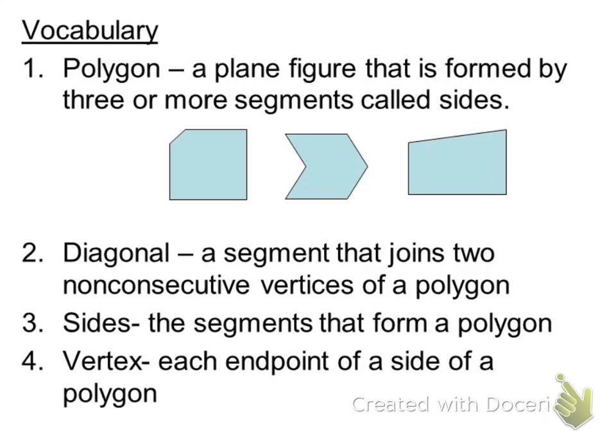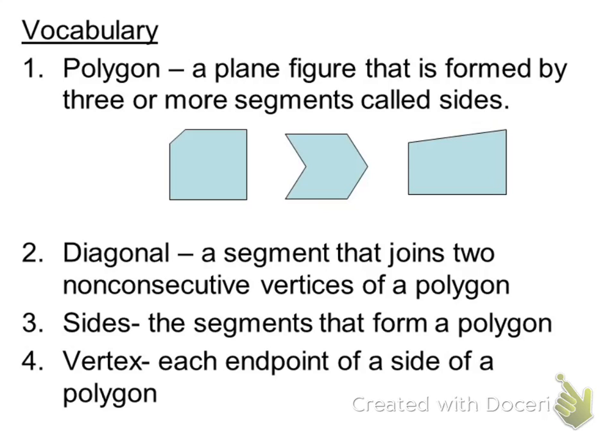So things to notice, polygons have to be closed, so there's no open space. All the sides are connected at the endpoints. Connected at the endpoints means that there's no overlapping of the sides. So if the sides are overlapping, it cannot be a polygon. And then notice all the sides are straight. So if you have any curved edges, it cannot be a polygon. So those are the things you want to look for in a polygon.